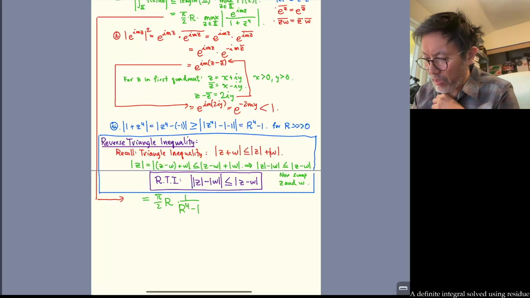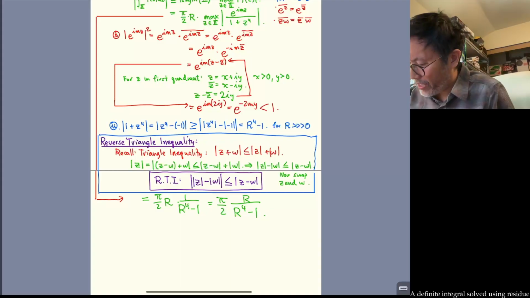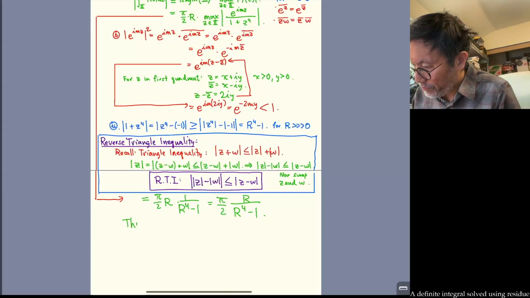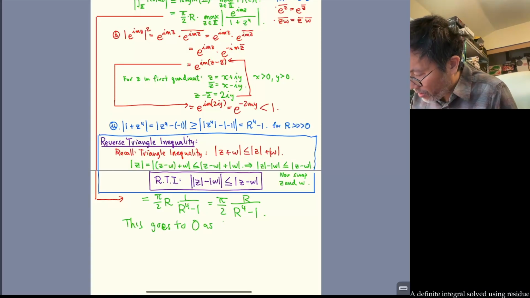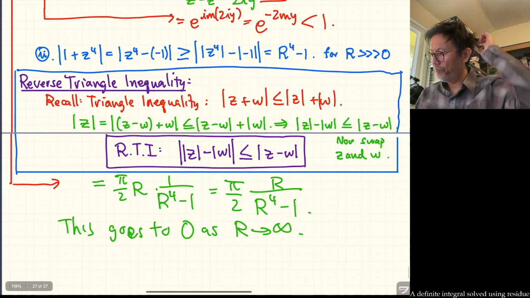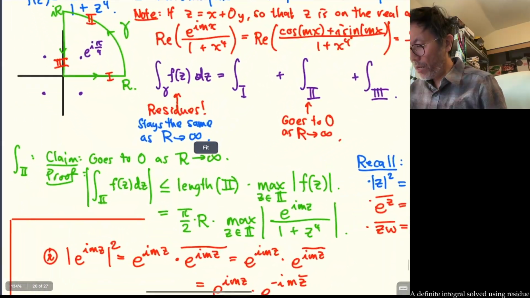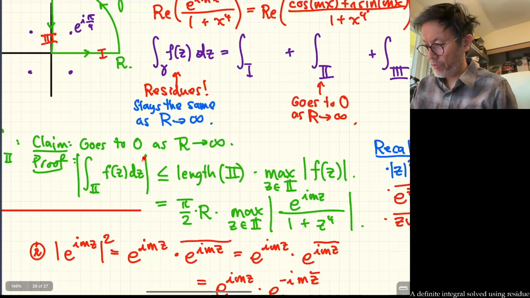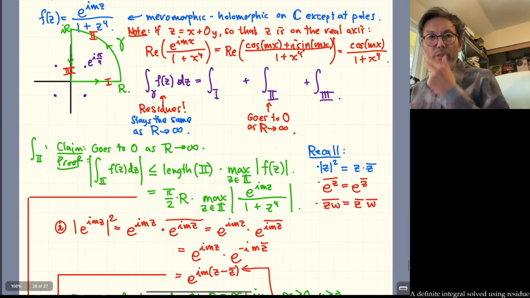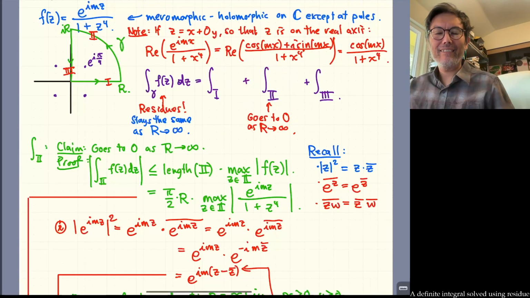Okay, so this is equal to pi over 2 times r over r to the fourth minus 1. And this goes to 0 as r goes to infinity. That's the point. What goes to 0 as r goes to infinity? The modulus of this integral, the integral over curve 2. Great. So this middle integral here is going to die. Excellent.